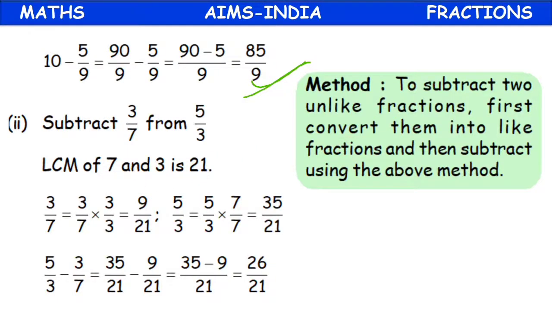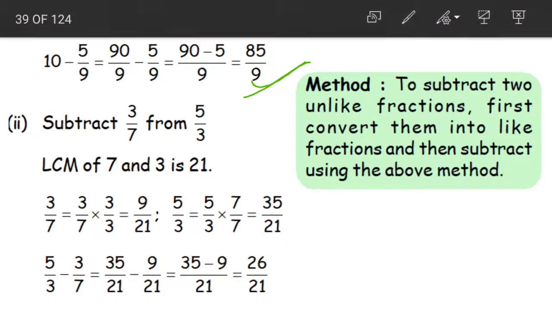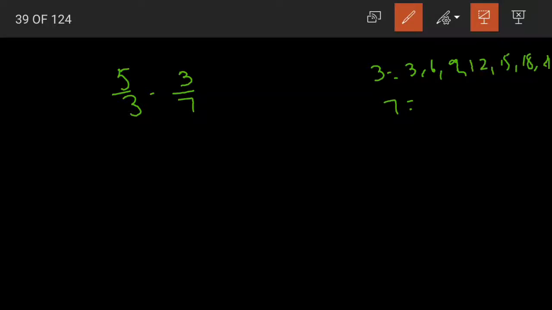Now coming to another example, subtract 3 by 7 from 5 by 3. Yes children, 3 by 7 from 5 by 3. What should we do here? Again, take out the LCM of 3 and 7. The multiples of 3 are 3, 6, 9. Then we have 12, 15, 18 and 21. The multiples of 7 are 7, 14, 21, 28.